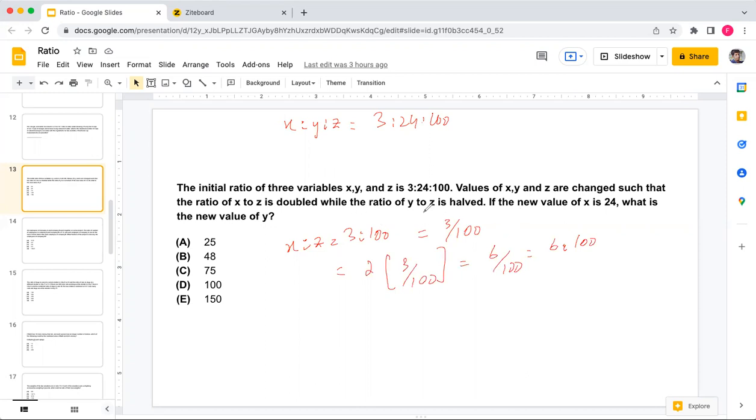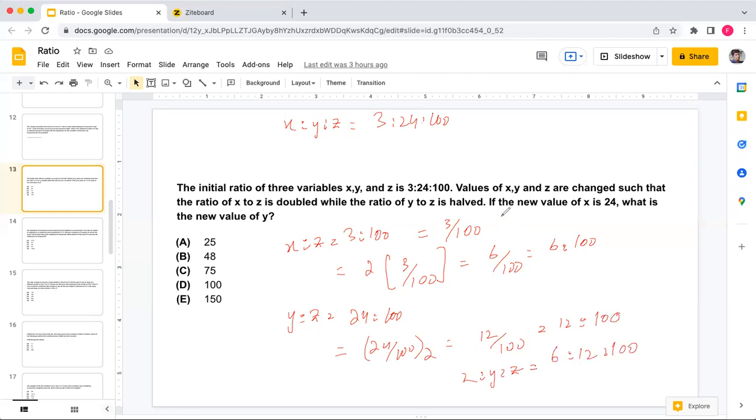The next thing is the ratio of y to z. What is the ratio of y to z? That is 24:100, which is halved. So 24/100 halved is 12/100, so this is 12:100. What is the new value of y? Right now, just combine these: x to y to z. What is x? 6. What is y? 12. And what is z? That is 100.